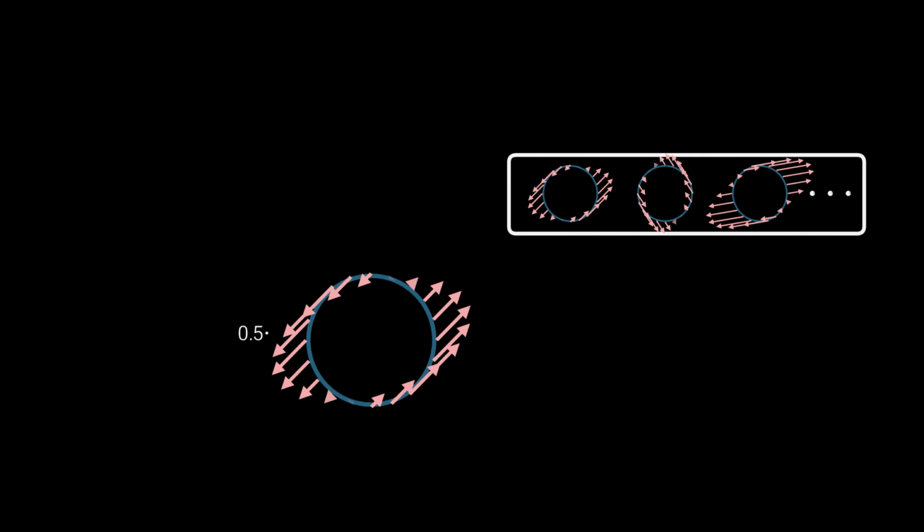Let's start with the scaling operation. For example, let's multiply this simple tensor by the scalar factor 0.5. We apply this scaling operation to each red vector. The result is some other simple tensor that is already in our space.